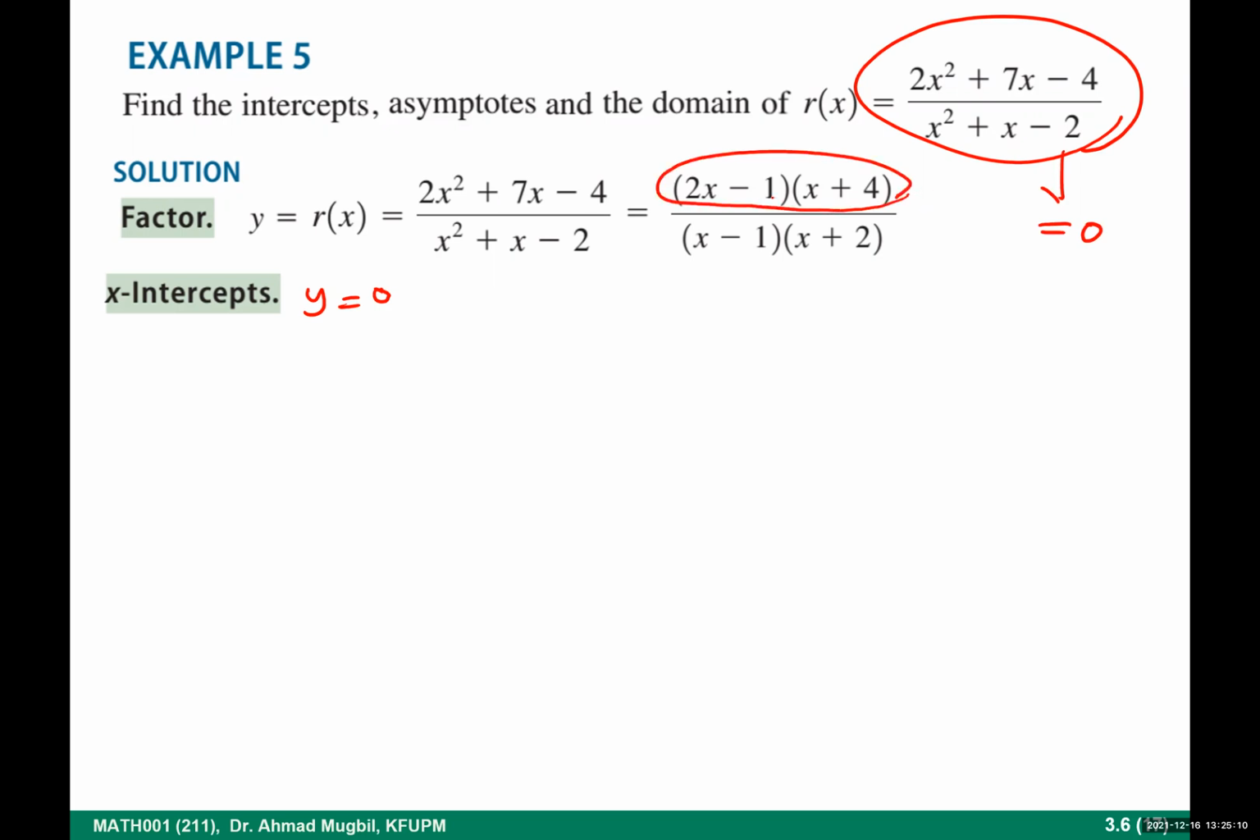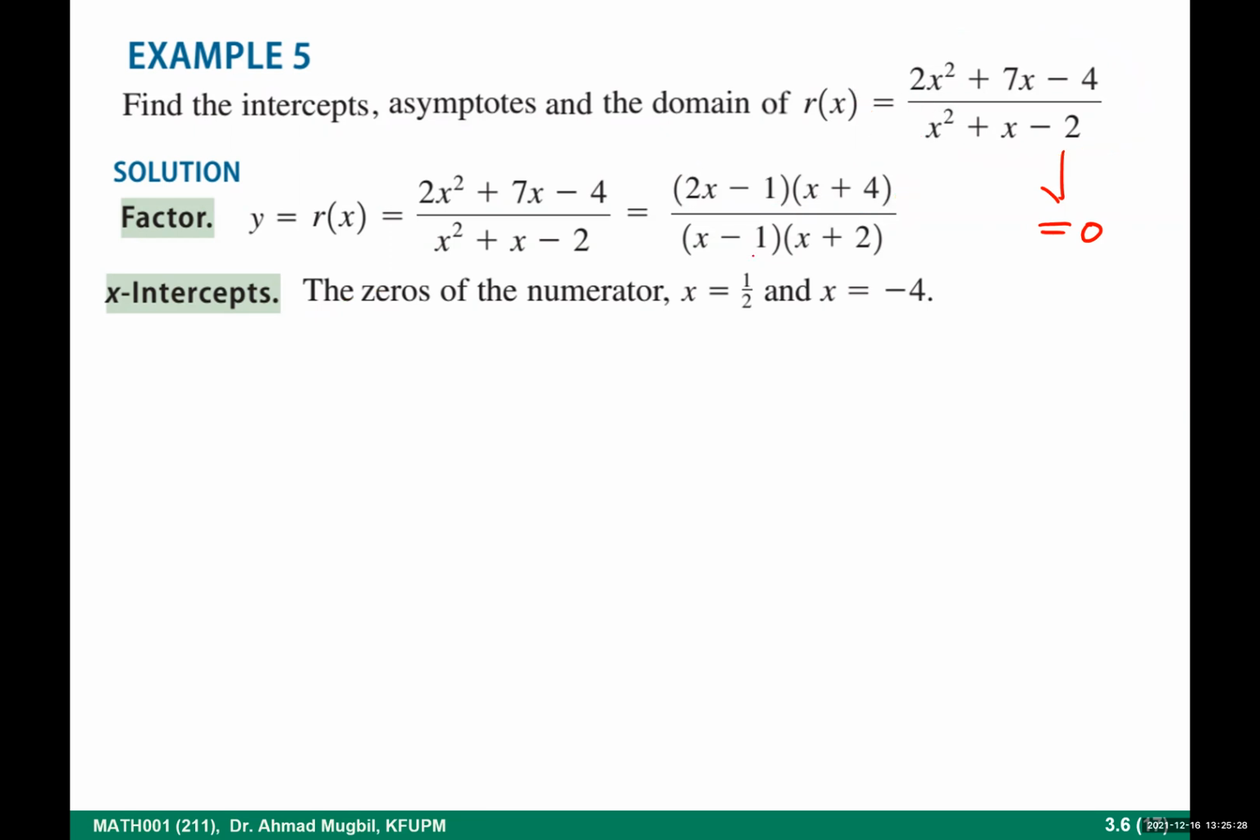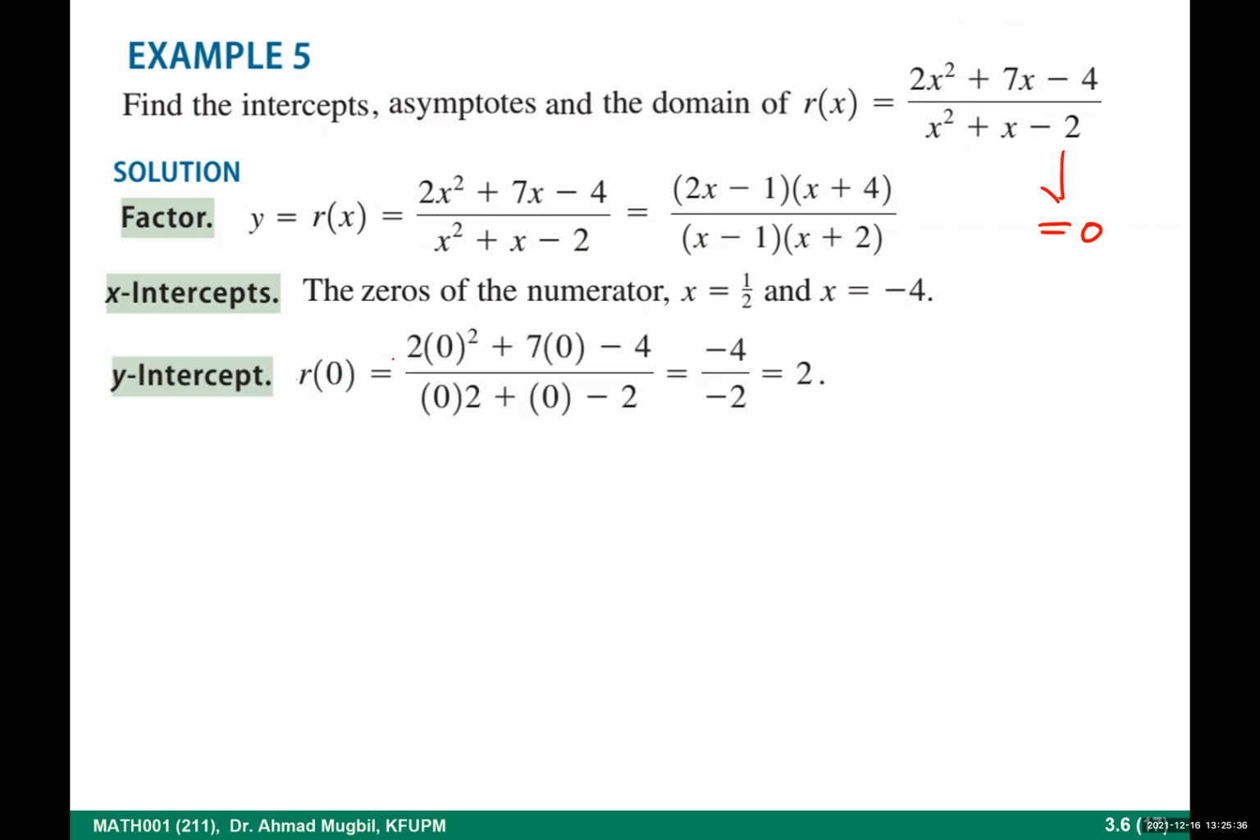So you already factored the numerator. This will save your time. So now the x-intercepts will be the zeros of the numerator, which are a half and negative 4. For the y-intercept, you will put x equal to 0. So it will be the value of the function at 0. And it is easier to find it from the original form, not from the factored form. It will be what over what? The constant coefficient over the constant coefficient, always in this case. So it is 2. Excellent.